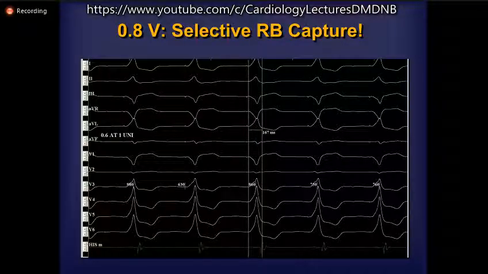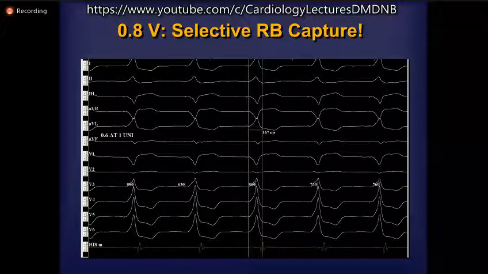So again, this is a beautiful illustration to show that within the His, you have a capture of the entire system, you have capture including the surrounding myocardium, and you can also selectively capture one of the bundles. So this is basically practically illustrating all the concepts which we talked about.